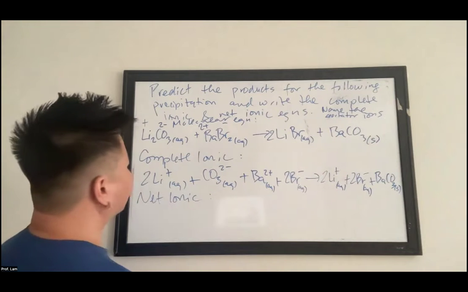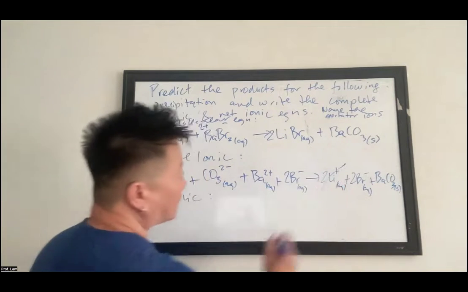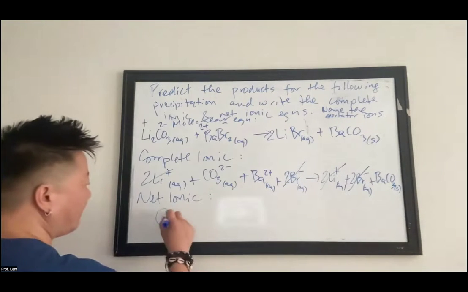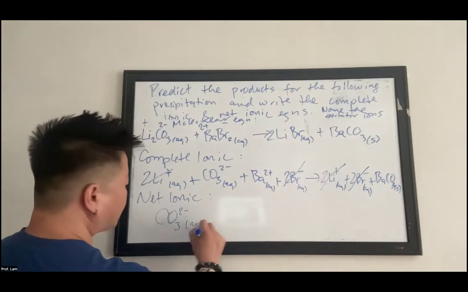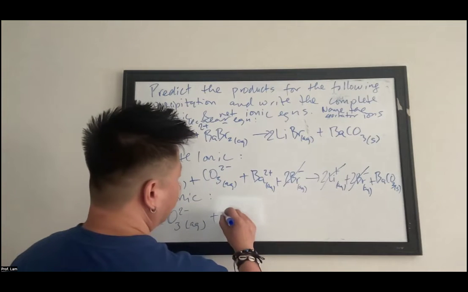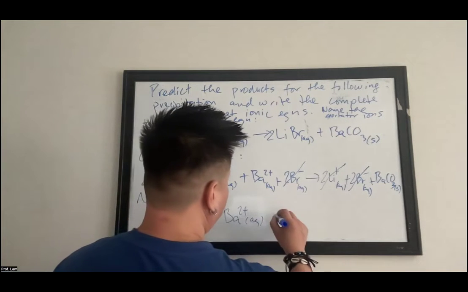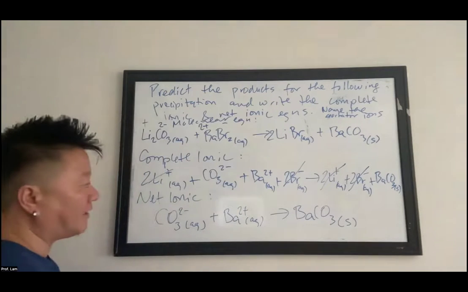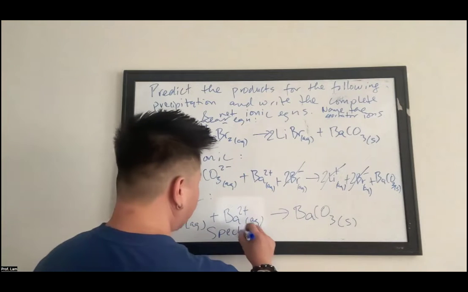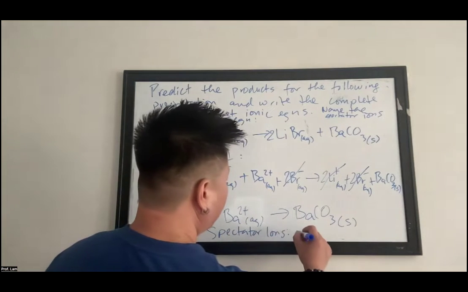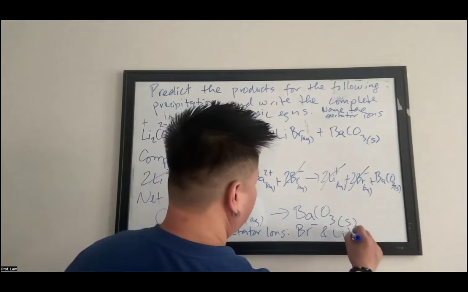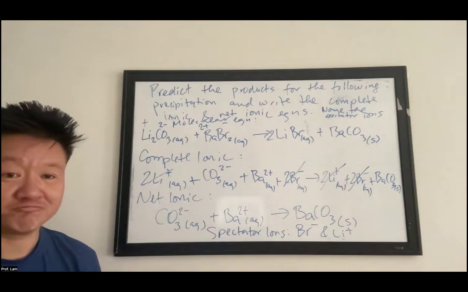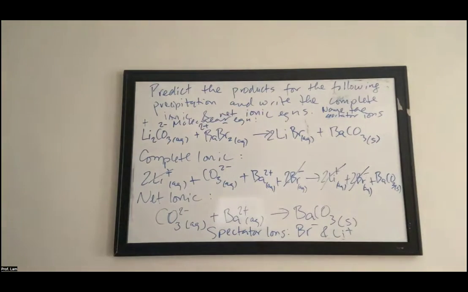Then in your net ionic, you're gonna cross out 2 lithiums and what else? The 2 bromides. Okay. So what's left? CO3 2 minus aqueous plus Ba2 plus aqueous goes to BaCO3 solid. Okay. With your spectator ions being Br minus and Li plus. Yep. Okay. All right. One more. Let's do one more.